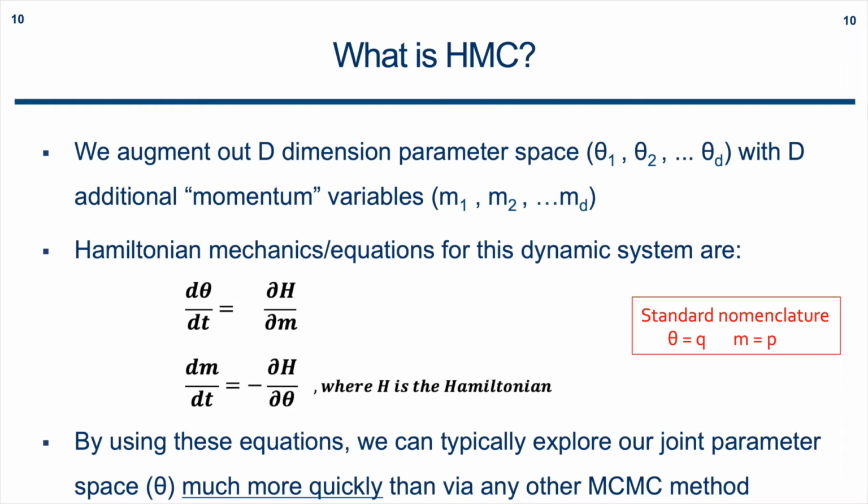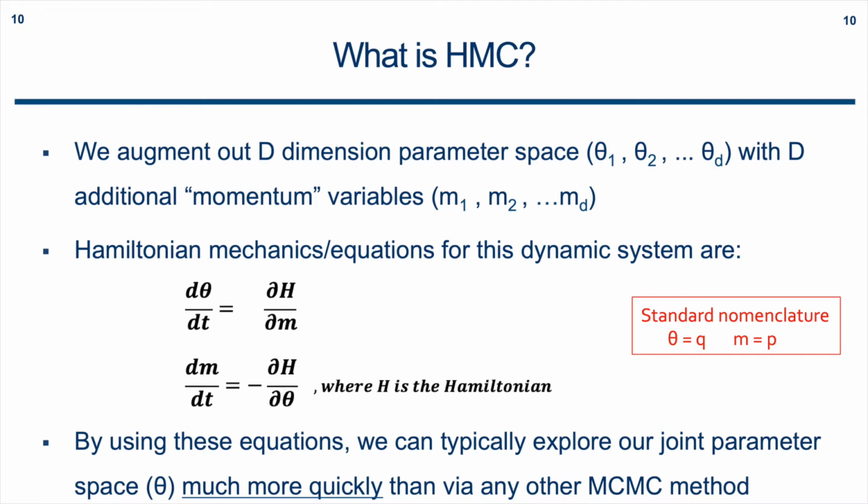And then the crux of Hamiltonian mechanics and Hamilton's equations are these two differential equations here. We have d theta dt, the change in our parameters with respect to time, and the change in our momentum parameters with respect to time. And we're introducing this idea of the H, which is the Hamiltonian, and we're going to explain a little bit about what that is. The important thing to understand is that by using these equations, we can typically explore the joint distribution space much more quickly than via other MCMC methods.